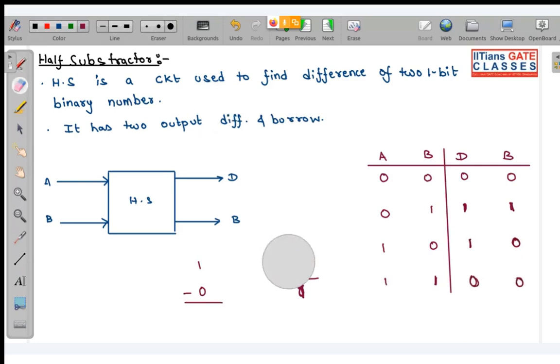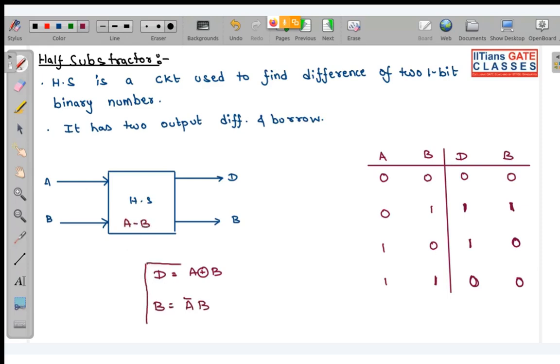Now if I write the expression for difference, so difference will be what? Again you can see it is basically A XOR B, and borrow is what? Borrow you can see it is A bar B. So this we get when it is A minus B.